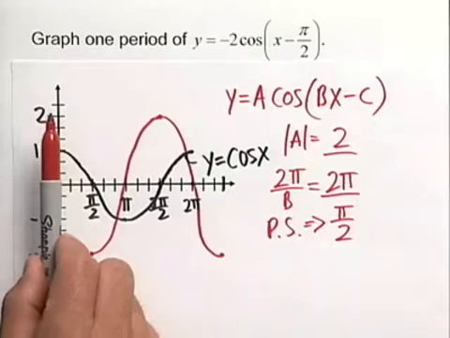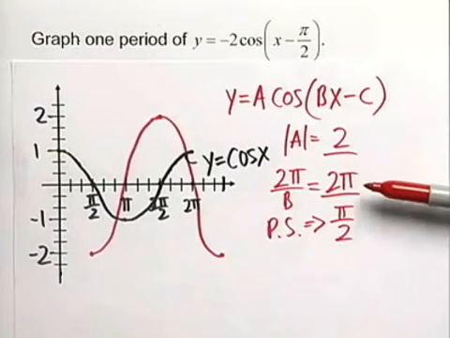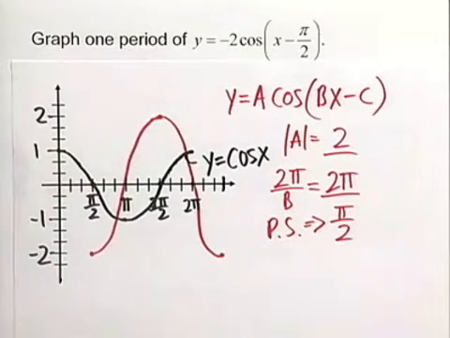And then the phase shift takes this cosine graph to the right pi halves units. So we've done it. We have an amplitude of 2, a period of 2 pi, and a phase shift of pi halves, and now we have our nice graph drawn.